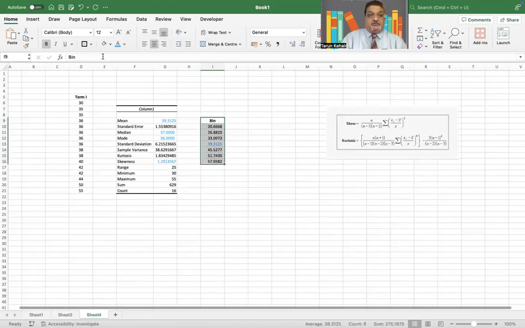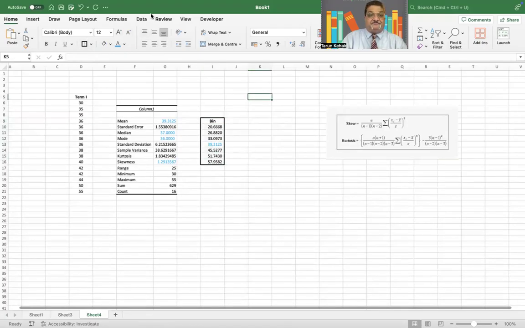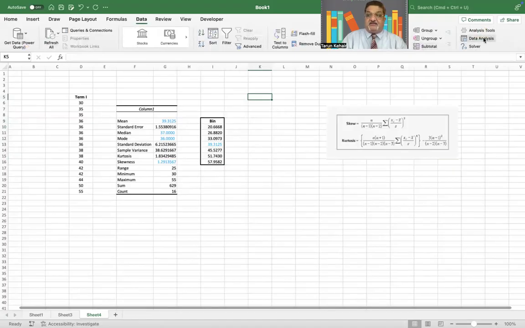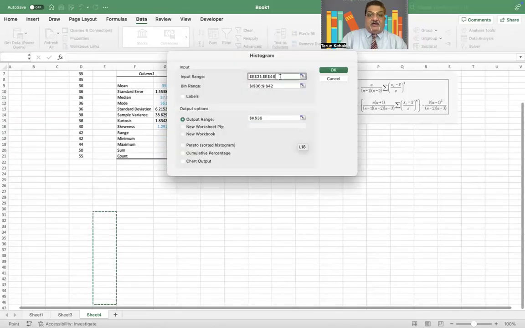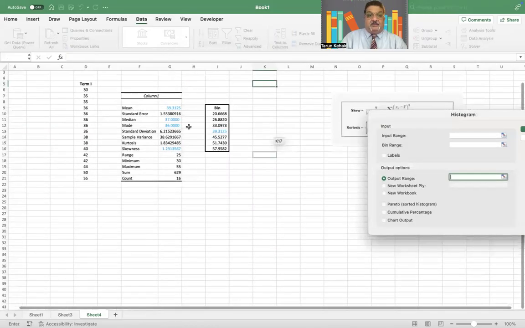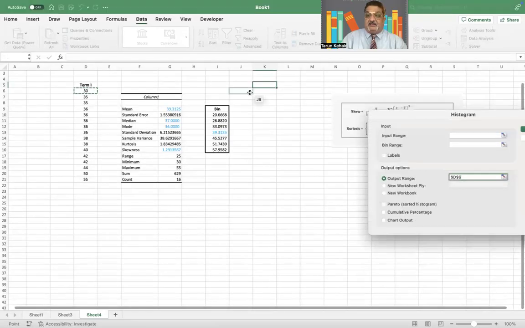So I am going to now use this data to construct a histogram. So again, I go to the data analysis pack, and this is the histogram. And now I will take the input range, the bin range and the output range. The input range very clearly is the marks, so I'm going to put that in the input range. The bin range is also given here. And the output range I can probably keep here. And I'm going to press OK.